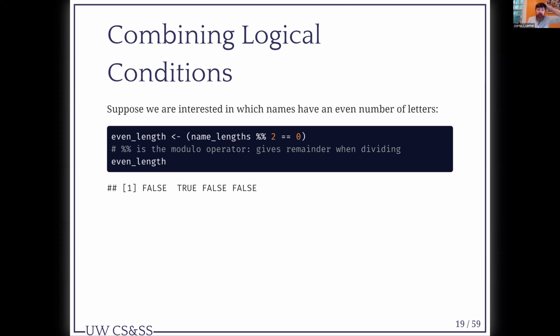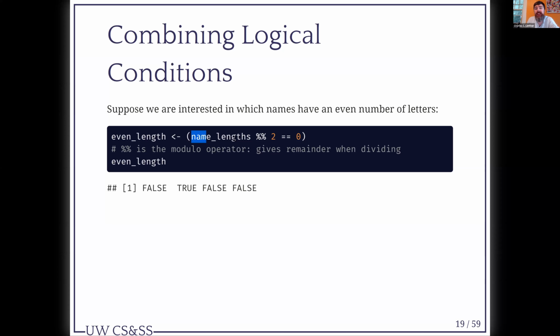Okay, so combining logical conditions. Suppose we're interested in which names have an even number of letters. So I could create a vector which indicates whether the names are even in length. What I say here is name lengths modulo 2. This is the modulo or modulus operator. This is a common programming operator you would probably never have seen doing normal algebra and math in high school. You might have seen it in college level classes. This just says take name lengths, which is a numeric vector, divide it by 2, but return the remainder of it, okay?